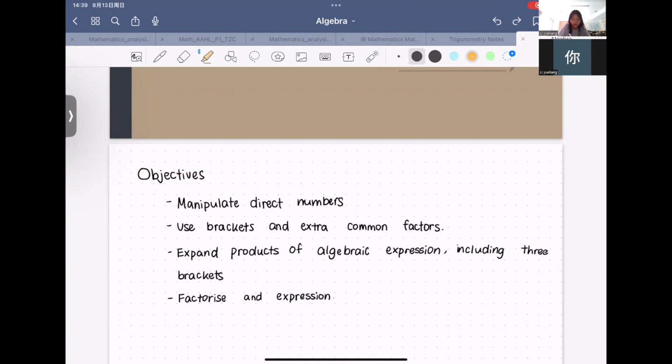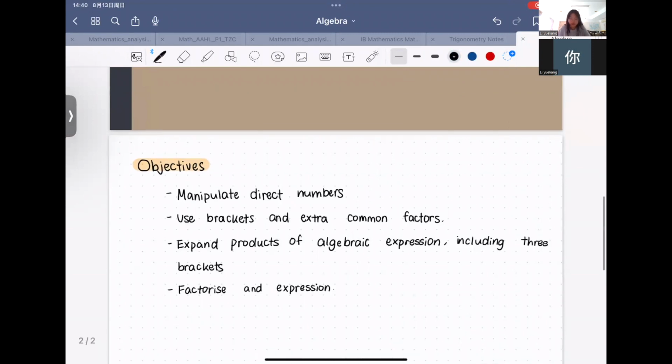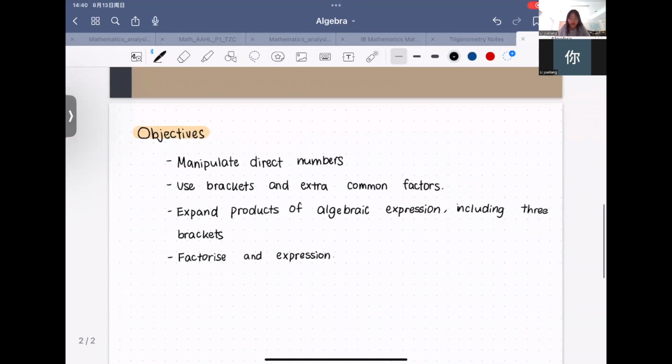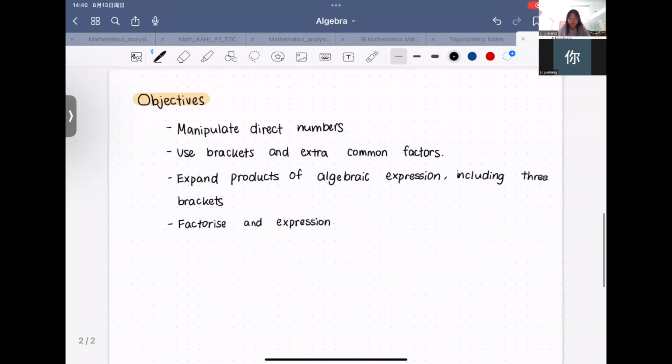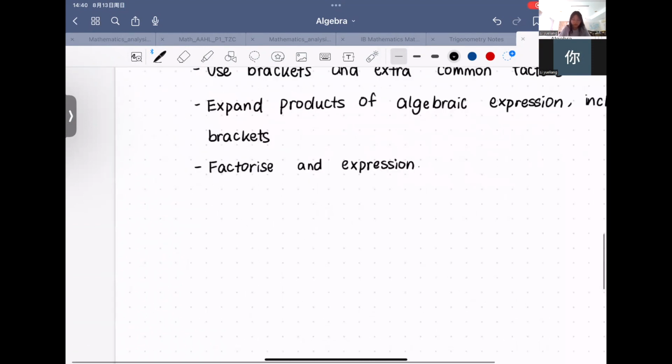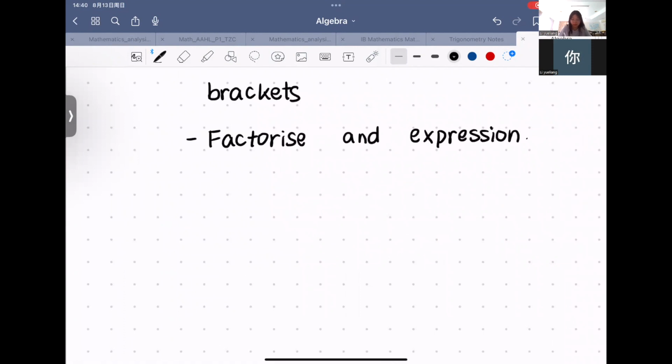So our objectives for today's lesson are to manipulate directed numbers, use brackets and extract common factors, expand products of algebraic expressions including three brackets, and factorize an expression. So let's start with simple algebraic expansion. I'm going to give an example here.